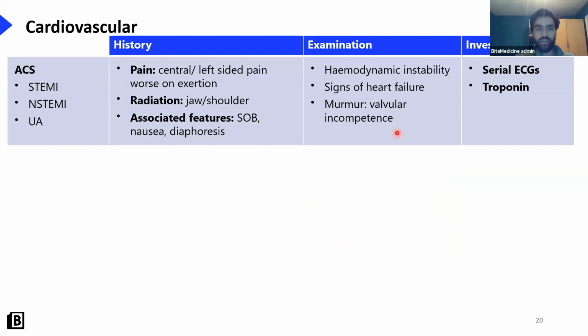Good. So let's look through cardiovascular differentials of chest pain. Acute coronary syndrome consists of STEMI, NSTEMI, and unstable angina. Our classical presentation is pain centrally or left-sided, which is worse on exertion, radiates towards the left shoulder or jaw, and is associated with shortness of breath, nausea, and sweating. So diaphoresis is sweating. That's the classic presentation.